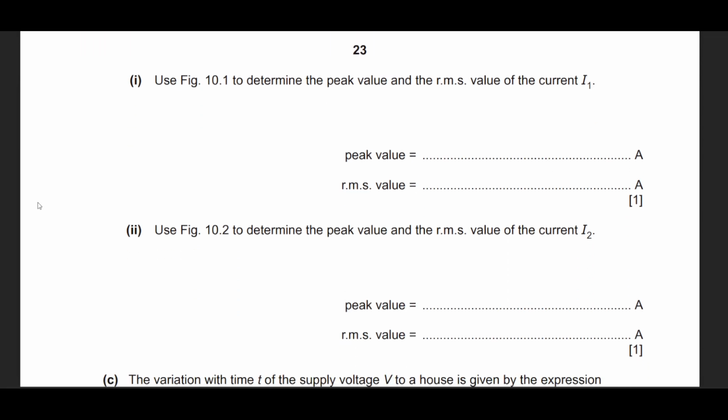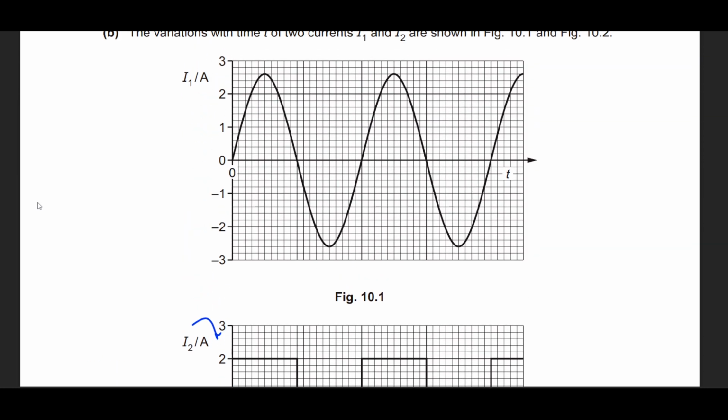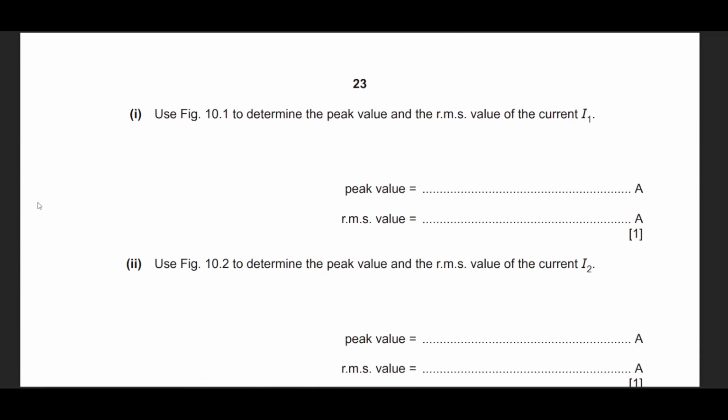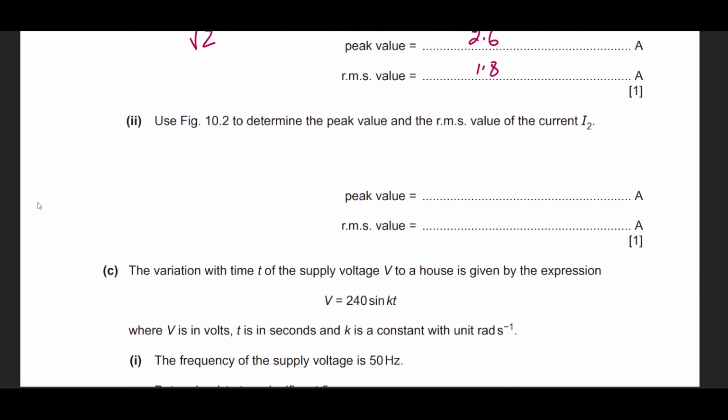So figure 10.1, determine the value of RMS and I1. Okay, fine. So for 10.1, if we look, the peak value is 2.6. So this is 2.6. This is going to be the peak value, and dividing this by under root 2 gives me the standard RMS value, which is going to be 1.8 amperes. For 10.2 we'll have to figure it out in terms of visual cue at least.